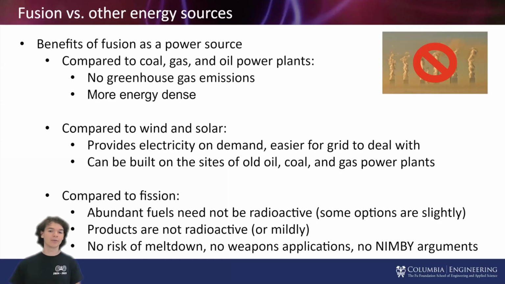There's no runaway effect that can happen because when something goes wrong, you lose the ability to do fusion. Whereas in fission, if something goes wrong, you actually make the ability to do more fission. And that's why there have been meltdowns in the past, at a very basic level.